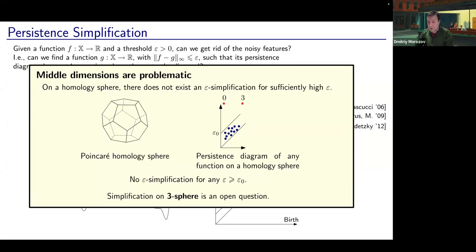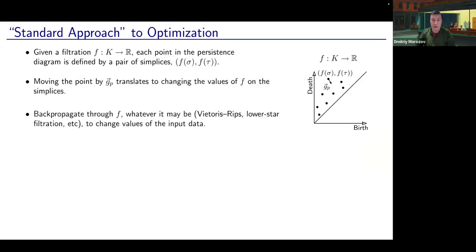Okay, so let's talk about optimization. I said you can formulate a loss in terms of persistence diagrams, and this loss you can translate as just gradients on individual points, so how any particular point in the persistence diagram needs to move.